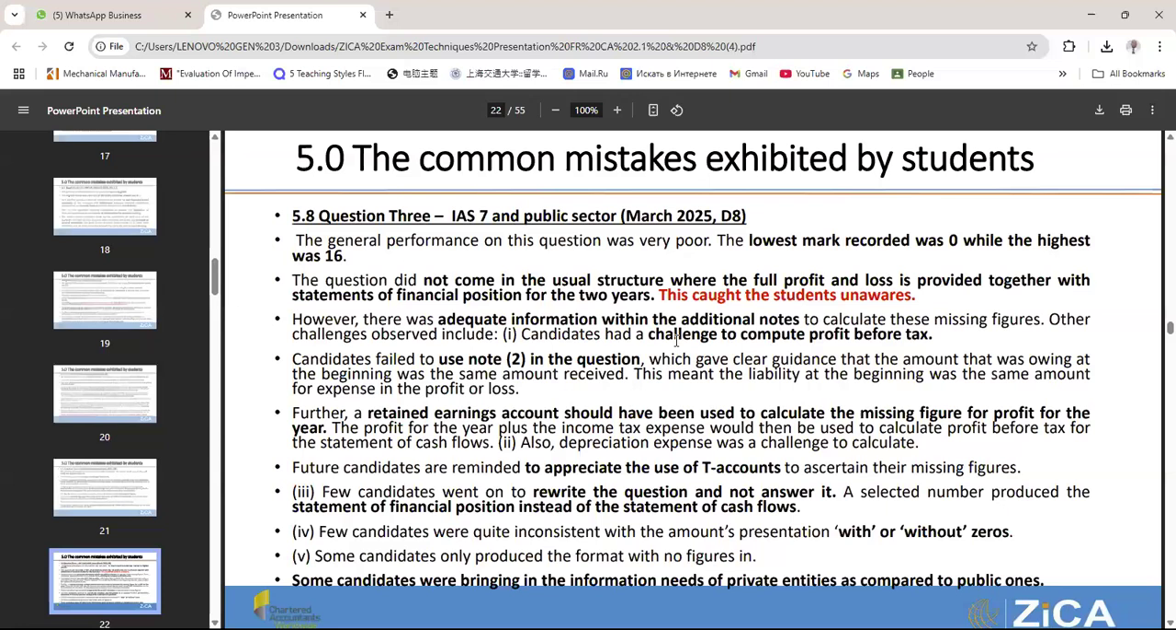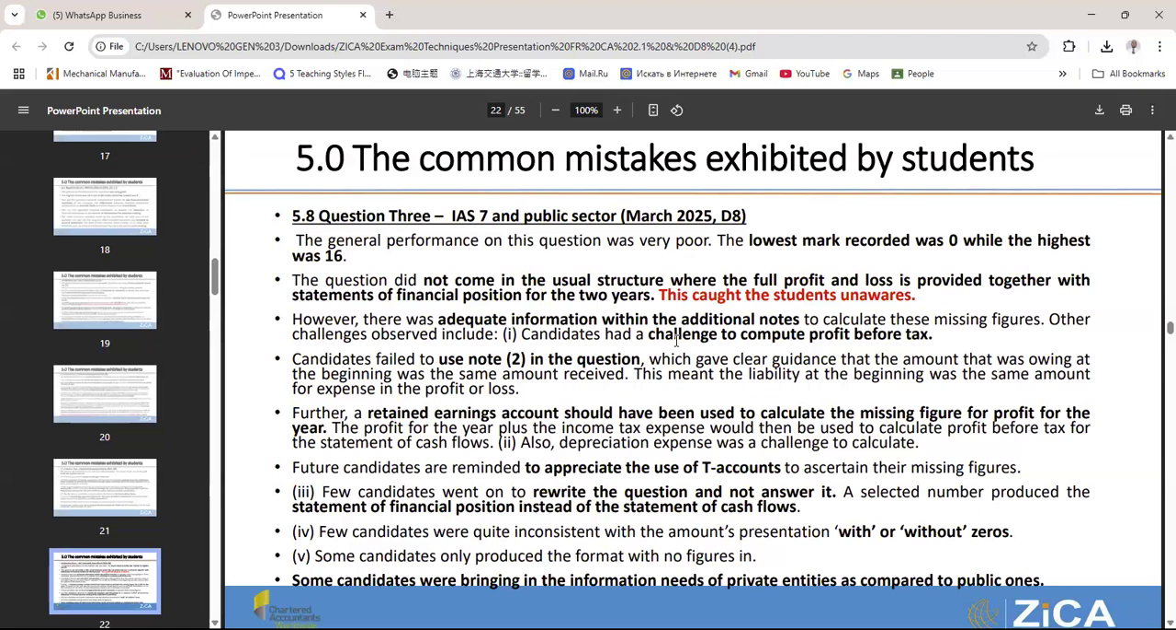Now, in order for you to get a profit before tax, what you were expected is to be given a profit. But in this case, students were not given a profit. So in this case, we are supposed to open a working for retained earnings.